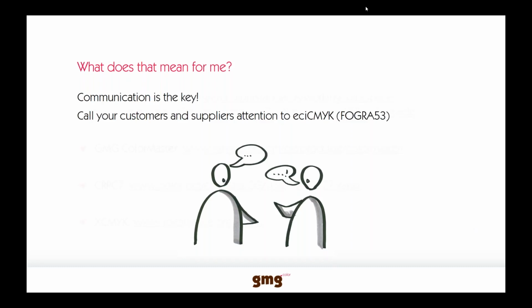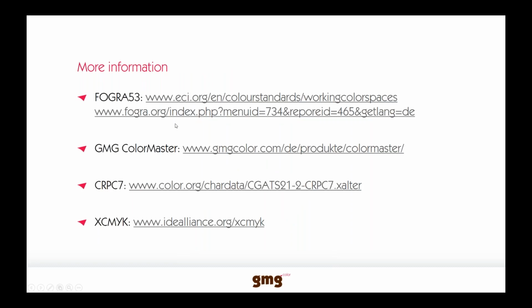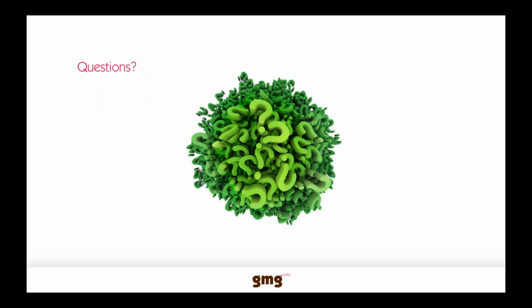So if you want to have some more information, maybe even on the other color spaces we talked about, here you will find it. About FOGRA53, you get more information on the eciCMYK page itself and on the FOGRA page itself. As always, when you have any questions, just feel free to contact us. We are happy to help.